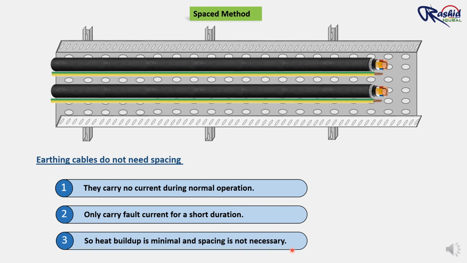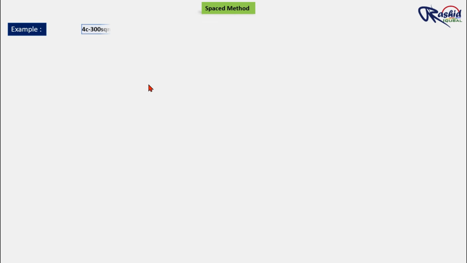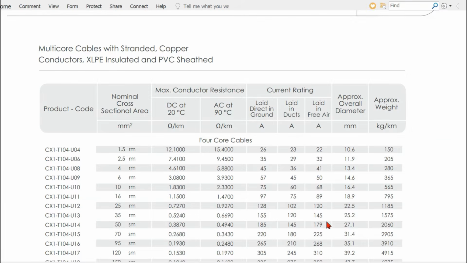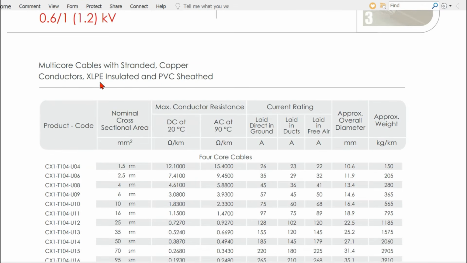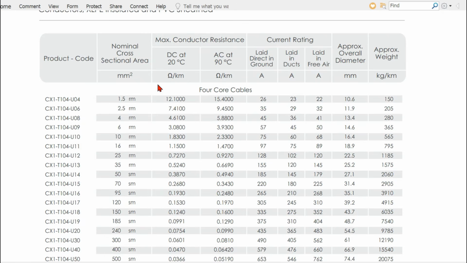Let's go through a practical example. Here we have 4-core 300 square mm cable, that is 2 numbers. Now we need to find the diameter of this cable. Let me open this catalog. As you can see here, this is an armored cable. We are going to lay unarmored. So 4-core 300 square mm cable is 61 mm. You can see here, this is 61 mm. This is the outer diameter of this cable. So I will mention here.